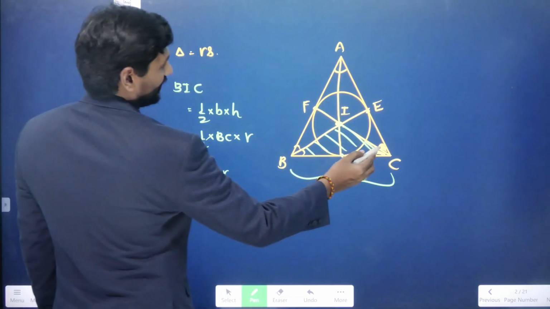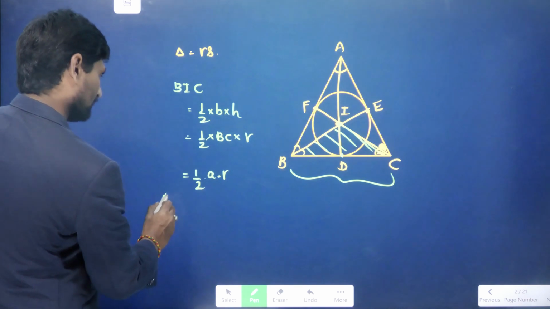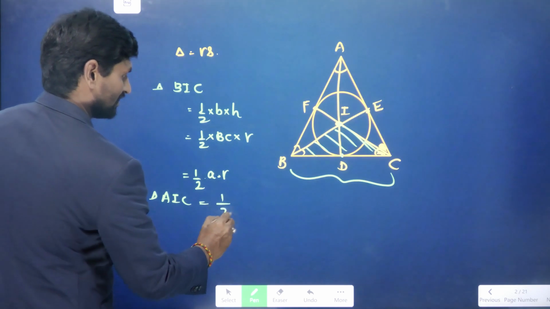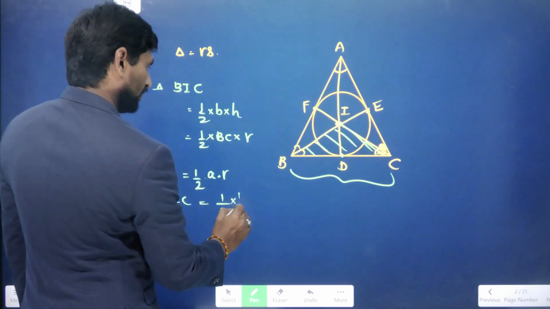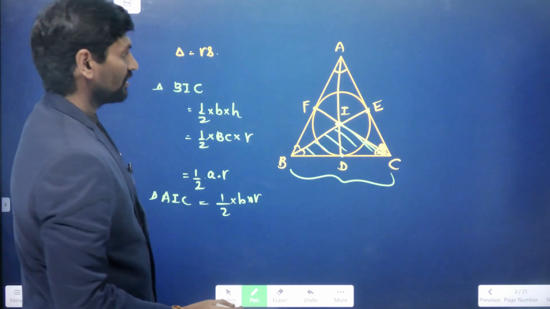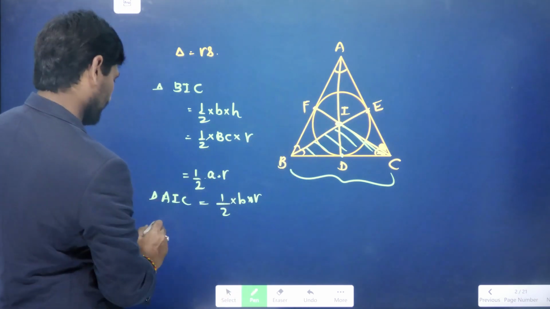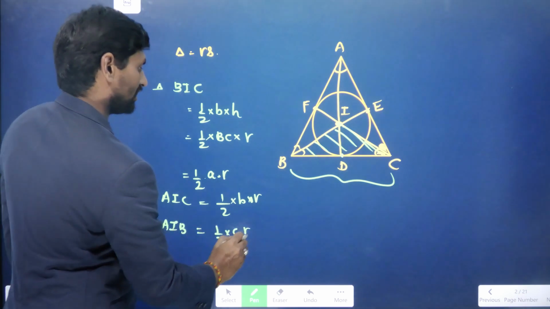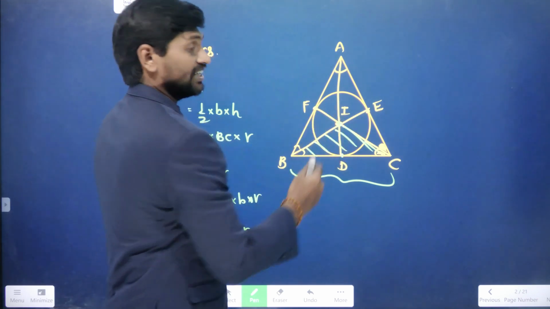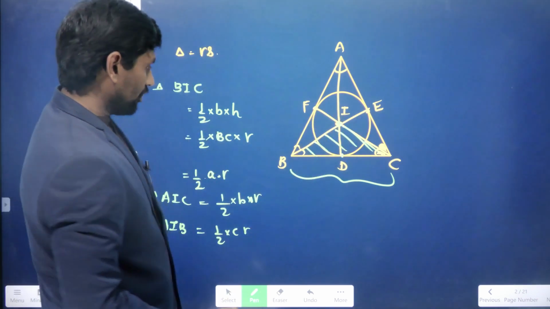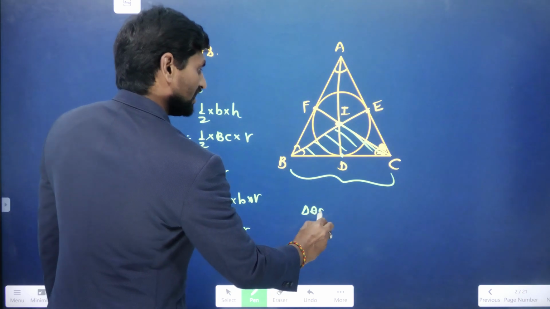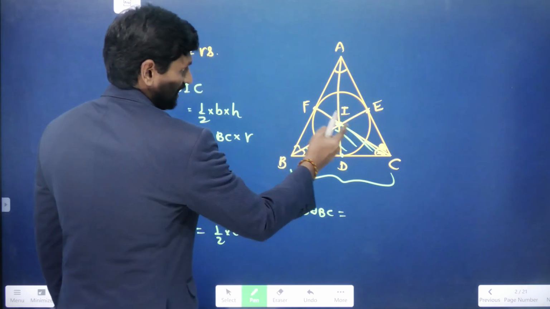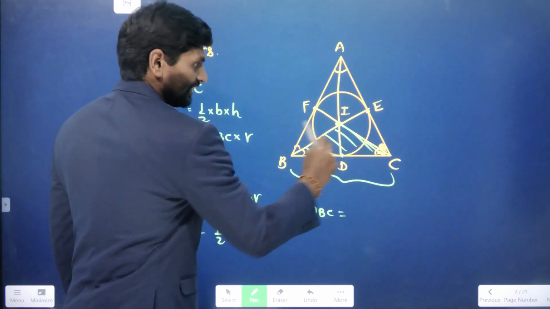Same like that, if you take the triangle AIC, take it like this. Area of triangle AIC is equal to half b into r. In the same way, triangle AIB is equal to half c into r. That means when you add the three triangles, we will get the entire triangle's area. So the total area of triangle ABC, this triangle ABC is divided into three triangles: first triangle BIC, second triangle, third triangle.